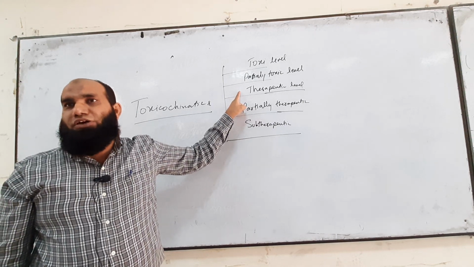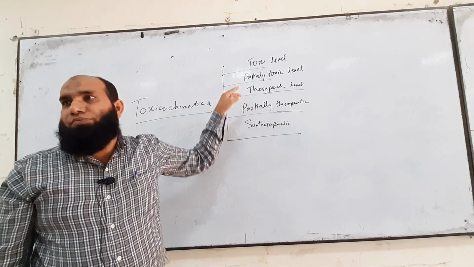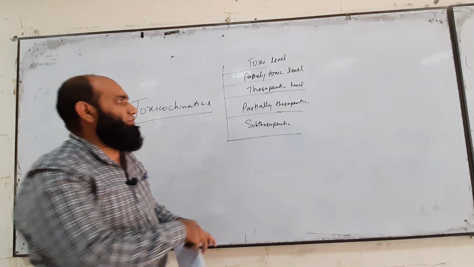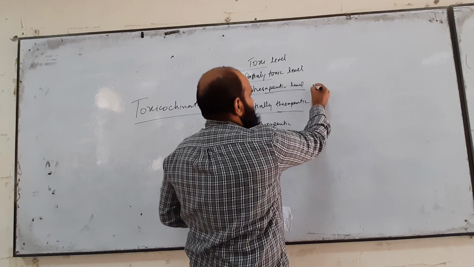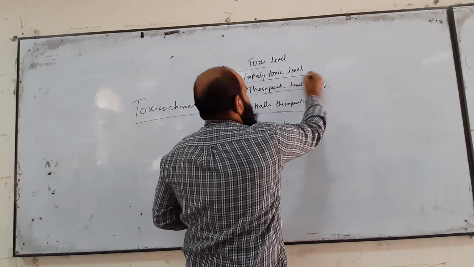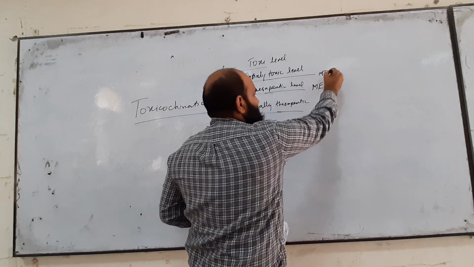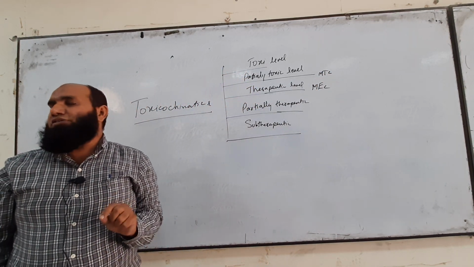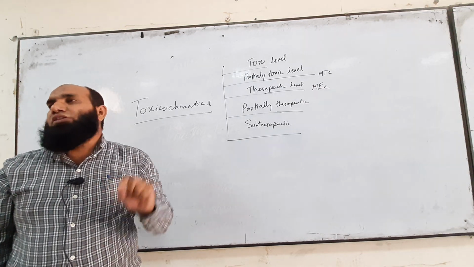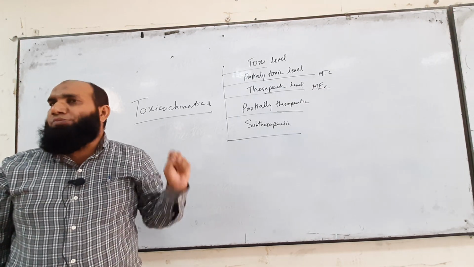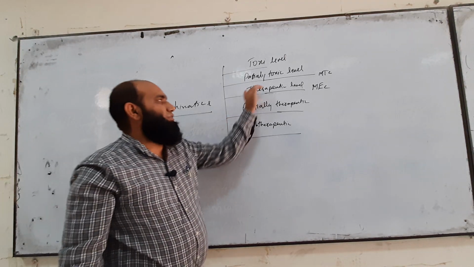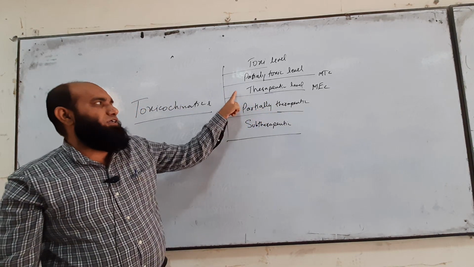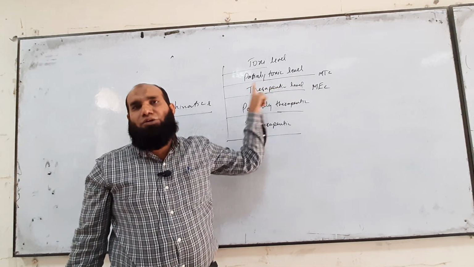In case of the therapeutic level, we have 2 ranges. One is the minimum effective concentration, we will say MEC, and the other is the minimum toxic concentration. Our target, being pharmacists, is that the drug should be present in the therapeutic range. It should not come into the therapeutic range and then go down. We have to maintain the concentration in the therapeutic area.